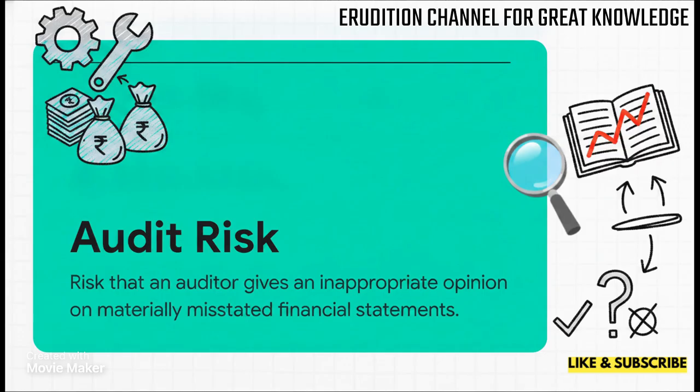Imagine a company, A Limited, spends 50 lakh rupees to repair a machine. Now, this repair boosts the machine's capacity by 30%, which means it absolutely should be capitalized. But, oops, the accountant mistakenly debits the repairs and maintenance account instead, treating the whole thing as a revenue expenditure. If the auditor overlooks this massive error and issues a clean, happy report, their opinion is inappropriate. That failure is audit risk in action.